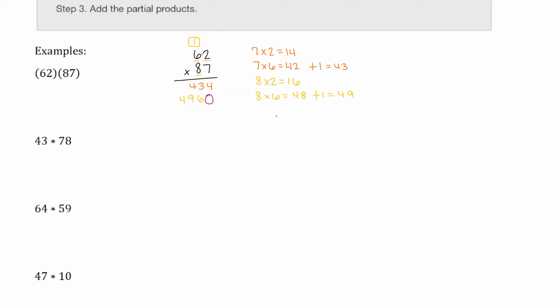Now, these two numbers, 434 and 4,960, are called partial products. What we need to do now is add these partial products. We're just adding straight down. 4 plus 0 is 4. 3 plus 6 is 9. 4 plus 9 is 13, so we'll carry a 1. And then 1 plus 4 is 5. So what this means is 62 times 87 is 5,394.